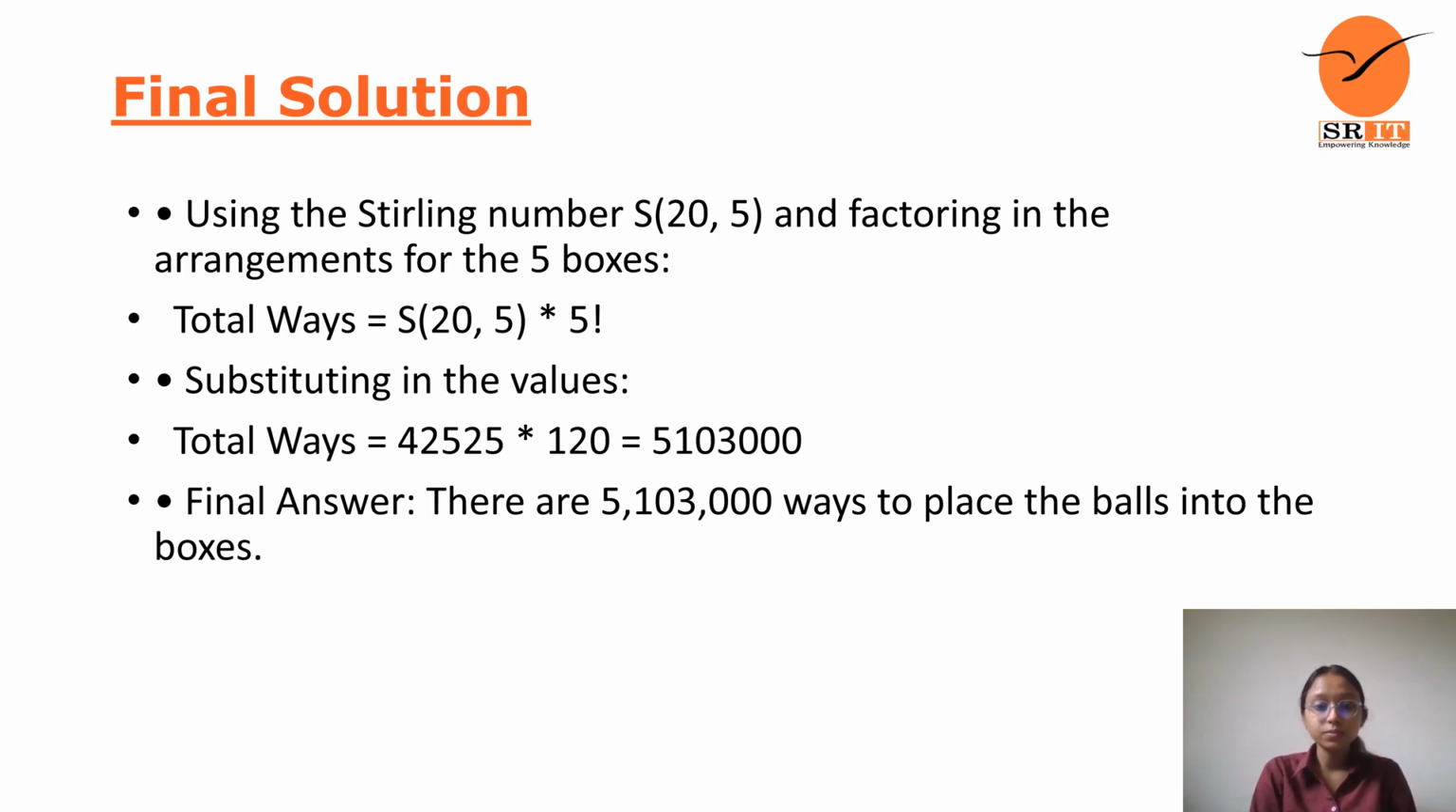What is the final solution? Using the Stirling number S of 20, 5 and factoring in the arrangements for the 5 boxes, the total number of ways is S of 20, 5 into 5 factorial. Substituting in the values, the total ways are 42525 into 120, which is equal to 5103000. So the final answer is there are 51 lakh 3000 ways to place the balls into the boxes.